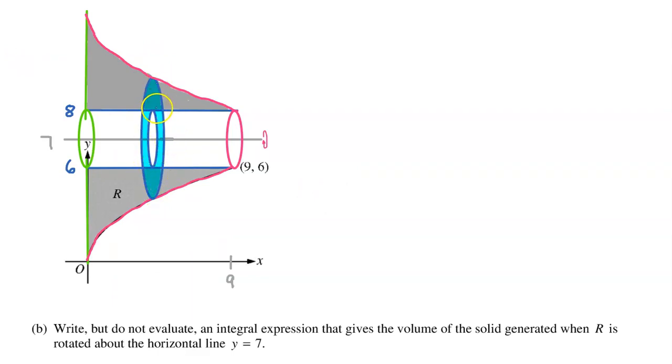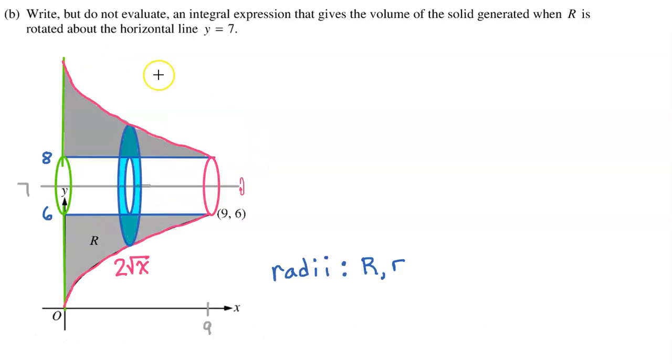We can use washers like this one to calculate the volume of the solid. It is a 3-step process. Step 1 is to find an expression for both radii of the washer. We will need an expression for the radius of the outer disc, which I will call big R, and the radius of the inner disc, which I will call small r.